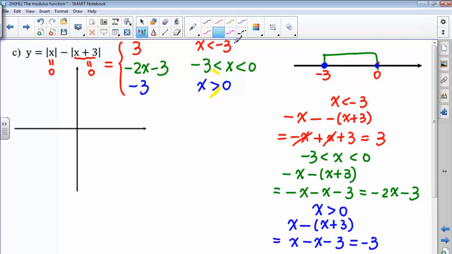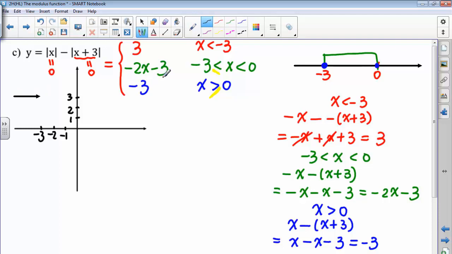What I need to do is graph each piece individually. The first piece is y equals 3. 1, 2, 3. It's a horizontal line. But you don't need to continue anymore. Oh, actually, we only need the part less than -3. So here, -1, -2, -3. So that's all what you need.